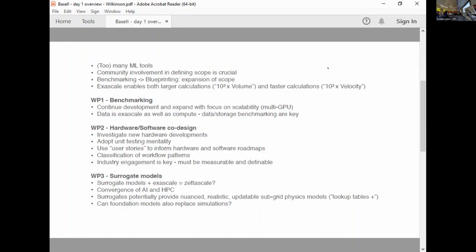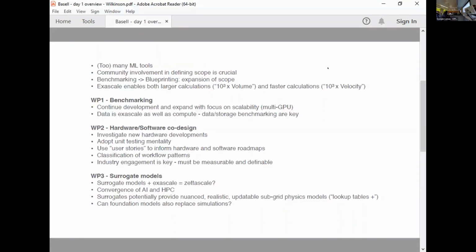In terms of hardware and software co-design, obviously the goal there is to look at how new hardware and new software tools work together to deliver more in terms of our productivity. One useful approach is a unit testing mentality, like you would use in code development, but doing that alongside the development of the services. So you're developing the service, the hardware and the software alongside each other.